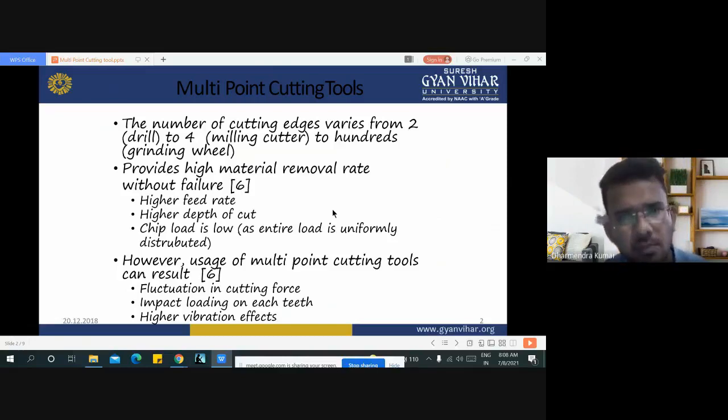It provides high material removal rate without failure, like higher feed rate, higher depth of cut. Chip load is very slow. However, the usage of multi-point cutting tool can result in fluctuation in cutting force, impact loading on each tooth, and higher vibration effects.